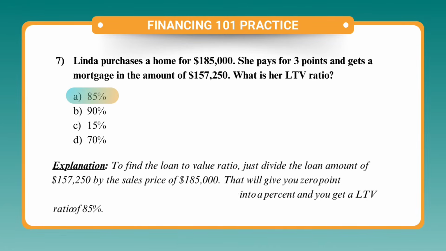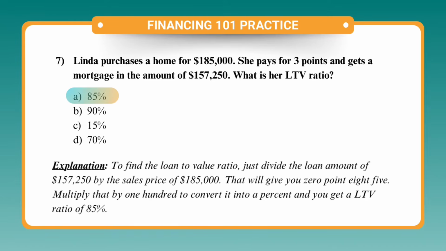To find the loan-to-value ratio, just divide the loan amount of $157,250 by the sales price of $185,000. That will give you 0.85. Multiply that by 100 to convert it into a percent, and you get an LTV ratio of 85%.